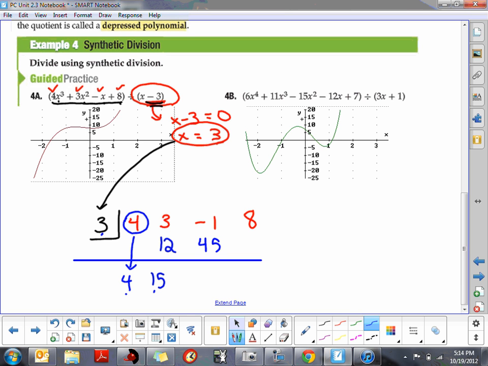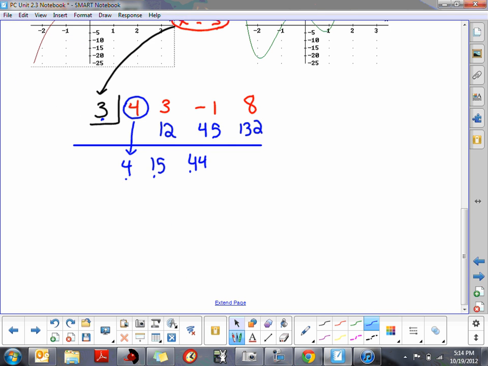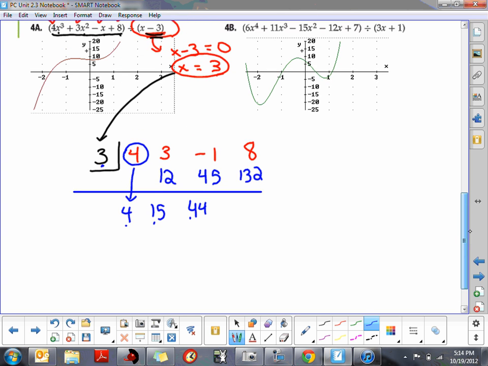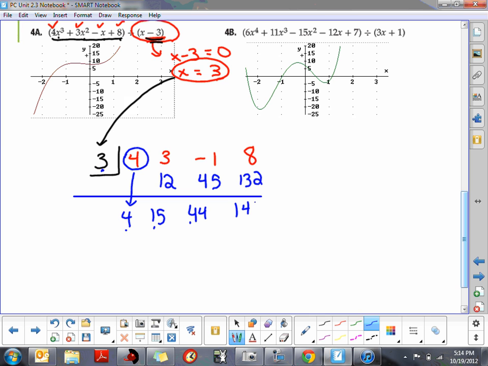Put the 45 in here, and we always add. So now it's going to be 44. We take the 44 times the 3. 44 times 3 is 132. Now we're going to add. So 132 plus 8 is 140. That's our last number, so we're done with our division. So we're going to try to write out the polynomial that we just got done creating. This 3, remember, is related back to the factor of x minus 3.